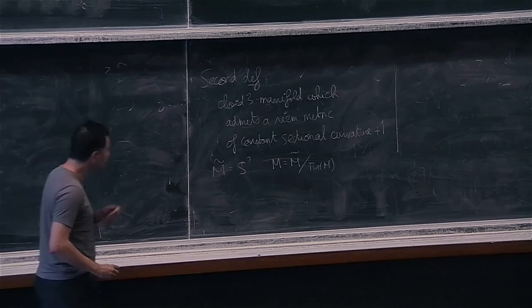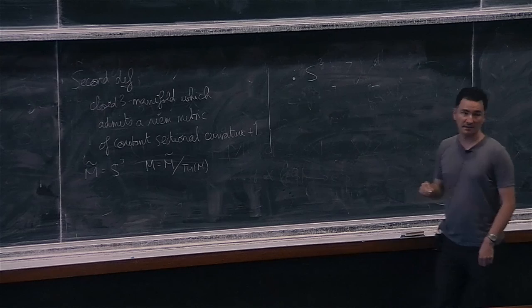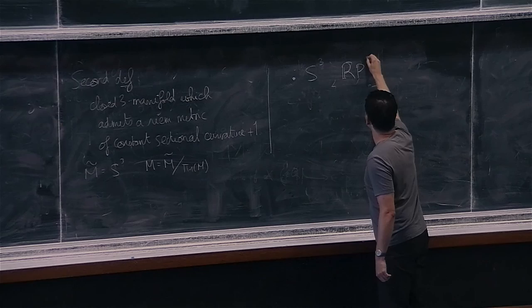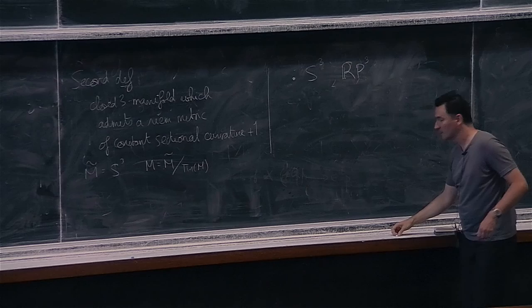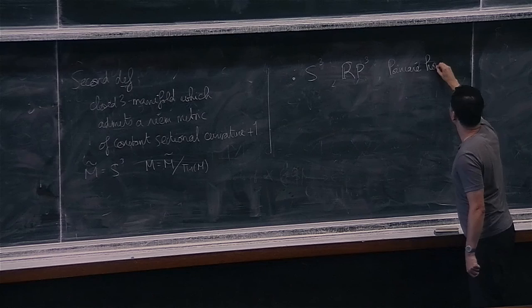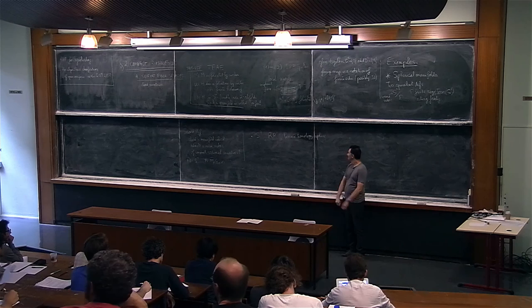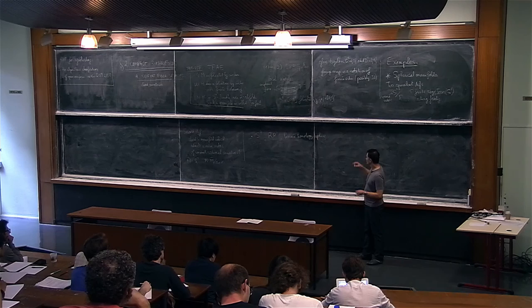Right, so now let's give some more specific examples. So of course, the first example is S3 itself. Then another classical example is RP3. In this case, the group has two elements. Then there is the Poincaré sphere, that was mentioned by one of you yesterday, I don't remember who. I won't be interested in this for this course, so I'm not going even to give the precise definition.